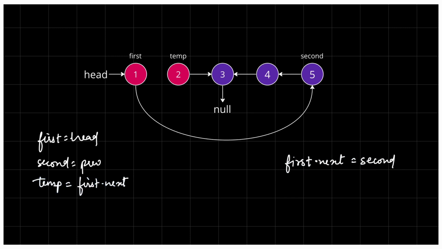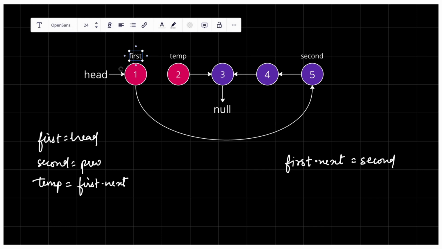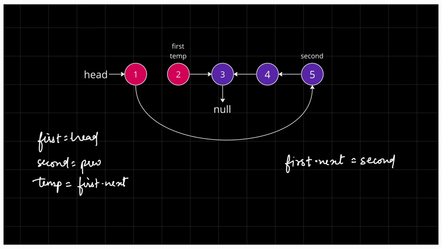And now what we will do as a next step, I will make sure that as soon as this pointer is done, I will make this first point to this temp, because next time this would be my first node, right? Next time this would be my first node. Now let's look at the next step.